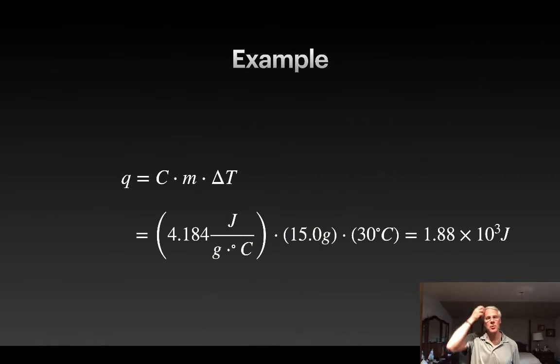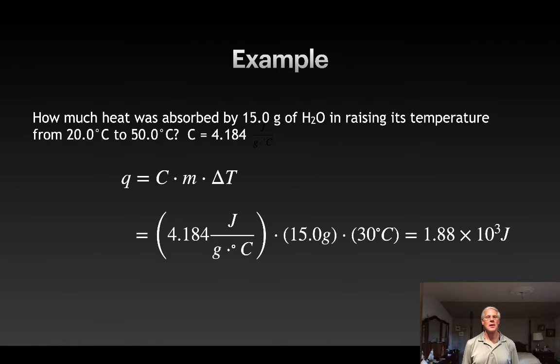So let's see an example of how we use that. Let's say we have 15 grams of liquid water. We are going to raise its temperature from 20 degrees Celsius to 50 degrees Celsius. Now, the specific heat of water is 4.184 joules per gram degree C.